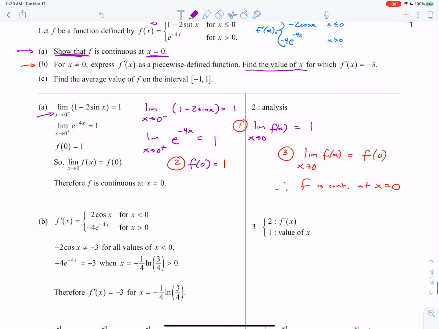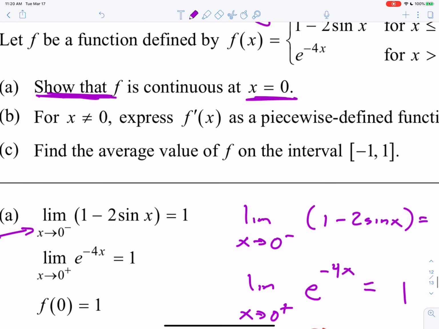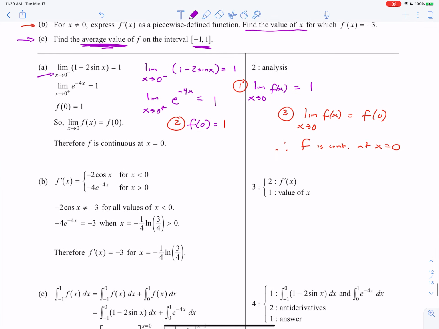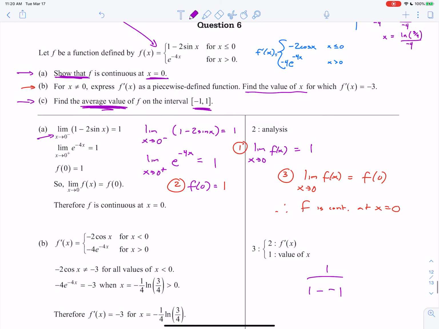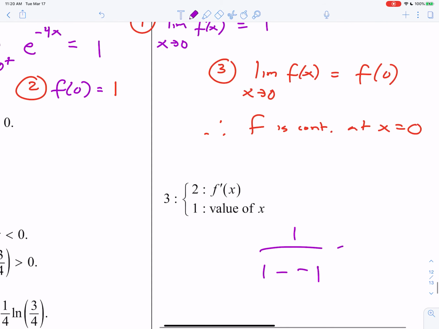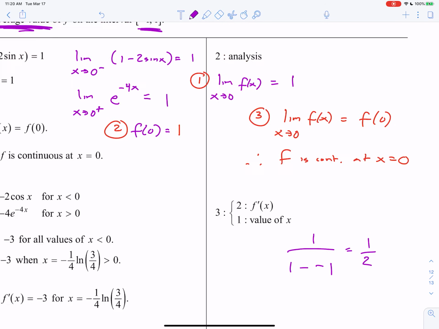Okay? Last one here, part C. Here's something that we're familiar with, finding the average value from negative 1 to 1. So we know there has to be a fraction and an integral involved, okay? So we're actually going to integrate. First of all, the average is going to be 1 over b minus a. So here it's going to come out to 1 over 2.